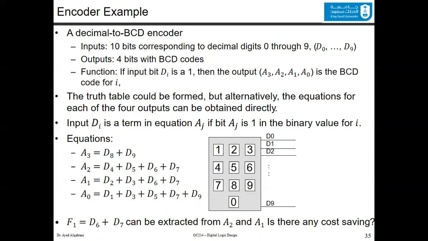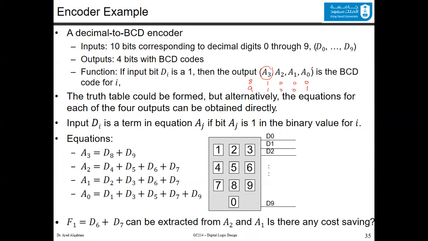The truth table could be formed, but alternatively, the equation for each of the 4 outputs can be obtained directly if we know that the input D of I is a term in the equation A of j if the bit Aj is 1 in the binary value for I. So you will see A3, which is the most significant bit, only in the binary code of number 8 and number 9, since the 8 is 1000 and the 9 is 1001. So A3 will be equal to D8 or D9.